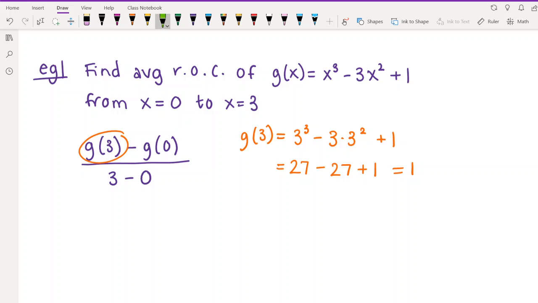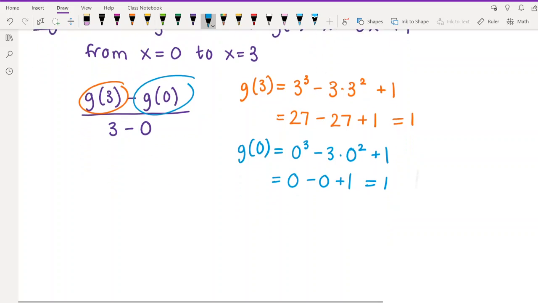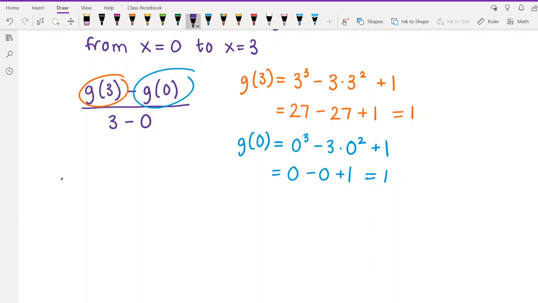And then g of 0 is going to be 0 cubed minus 3 times 0 squared plus 1. And that is going to be 0 minus 0 plus 1. So that's also equal to 1. And so we'll see that something a little bit different happens in this example. So we're going to get 1 minus 1 divided by, so 3 minus 0 is 3. And so that comes out to be 0 over 3.